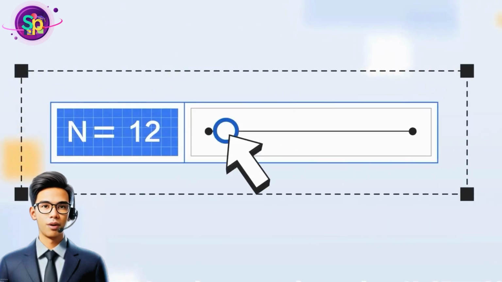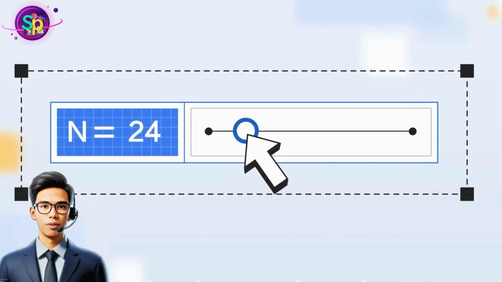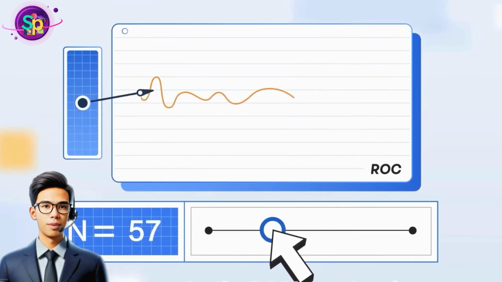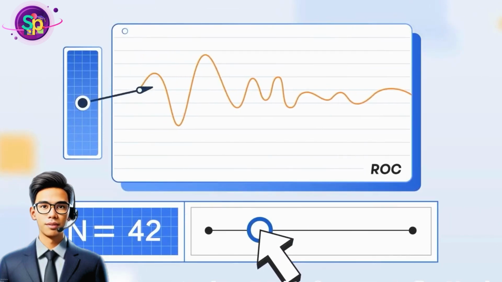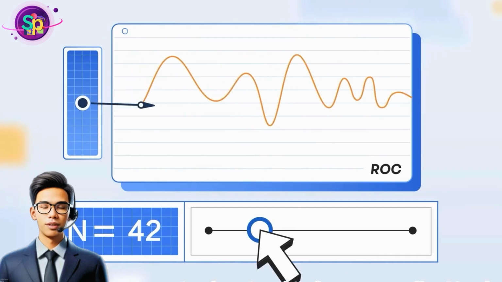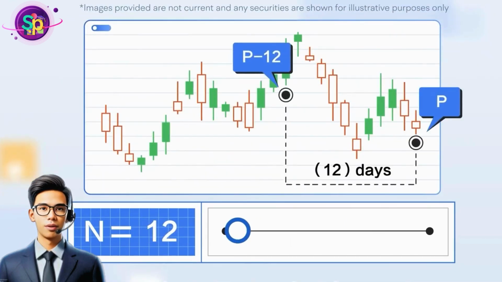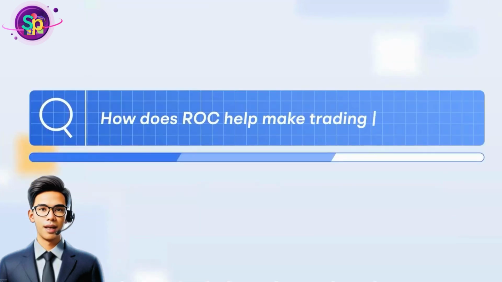The N value of ROC can be any number such as 12, 25, or 30. The smaller the N value, the more responsive the ROC is to price changes. Therefore, short-term traders tend to favor a smaller N value. If the N value is 12, we are observing the price movement between the current price and the price 12 trading days ago. How does ROC help make trading decisions?